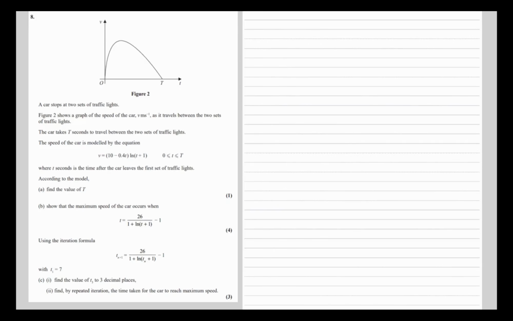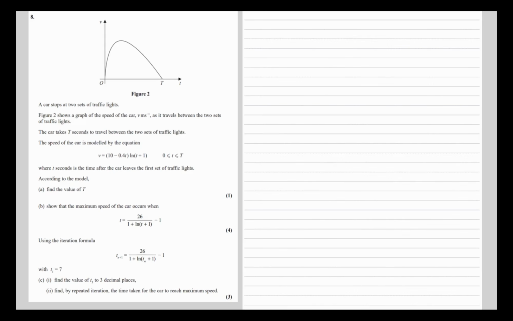A car stops at two sets of traffic lights. Figure 2 shows a graph of the speed of the car, v meters per second, as it travels between the two sets of traffic lights. The car takes t seconds to travel between the two sets of traffic lights. The speed of the car is modeled by the equation v equals (10 minus 0.4t) times ln(t plus 1), where t seconds is the time after the car leaves the first set of traffic lights. According to the model, find the value of t.